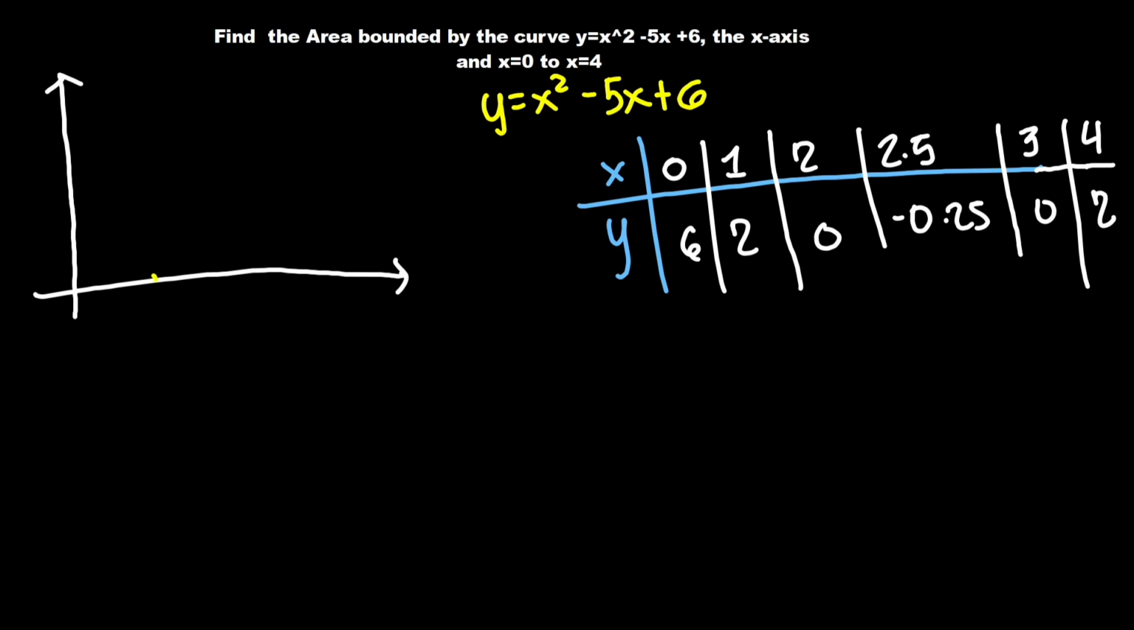First, so this would be 0, 6, 1, 2, 2, 0, 2.5, and negative 0.25. Let's just estimate it like this. 3, 0, and 4, 2. Wait, this should be in here. So let us draw this curve.